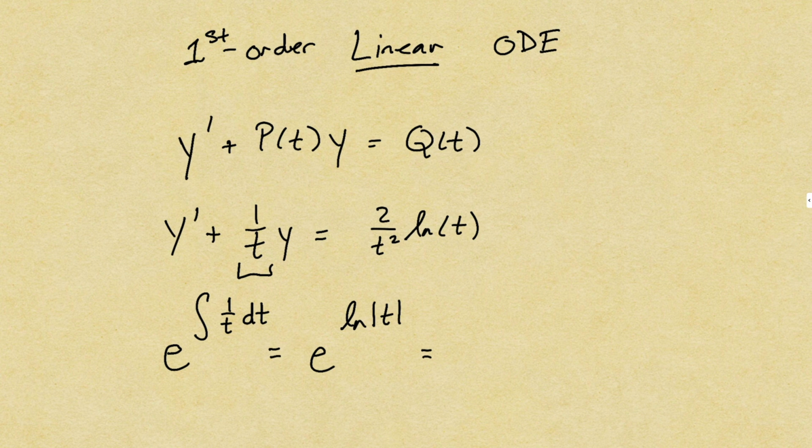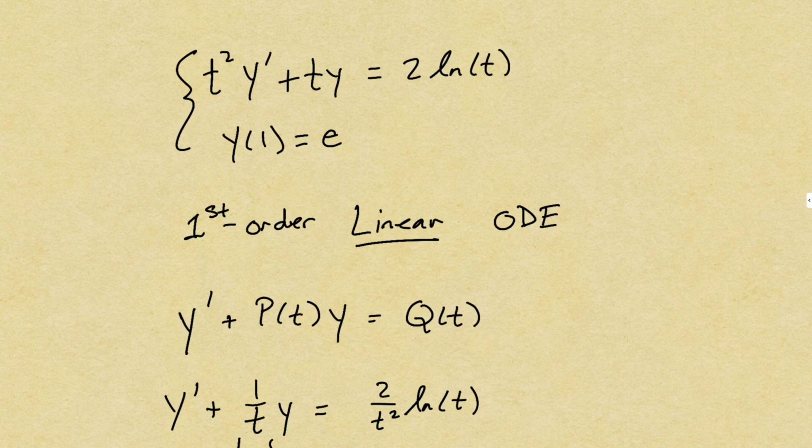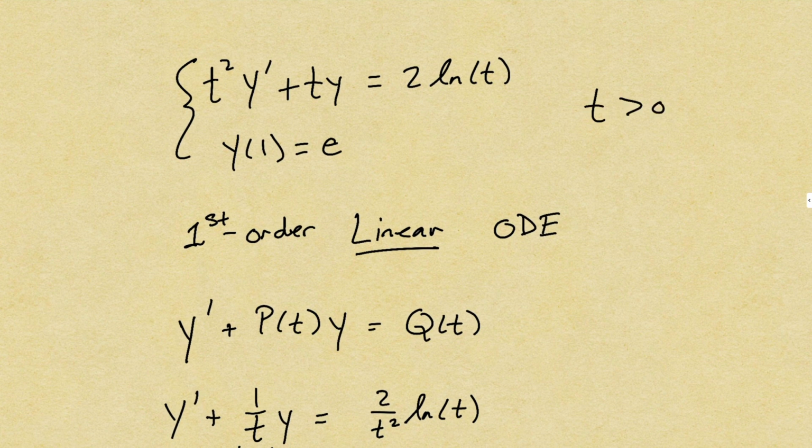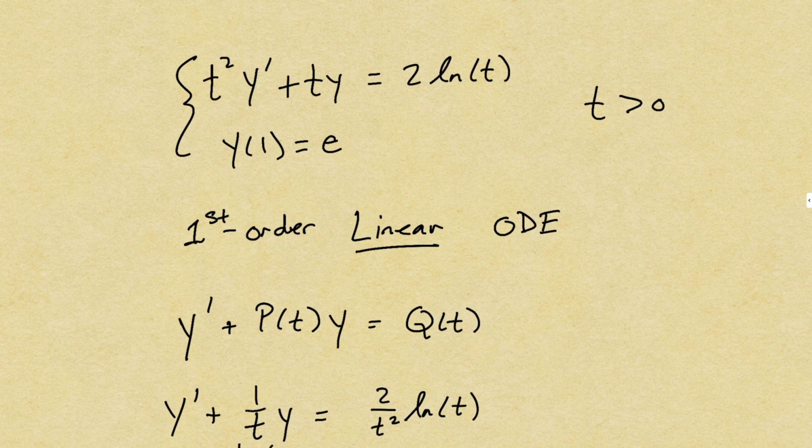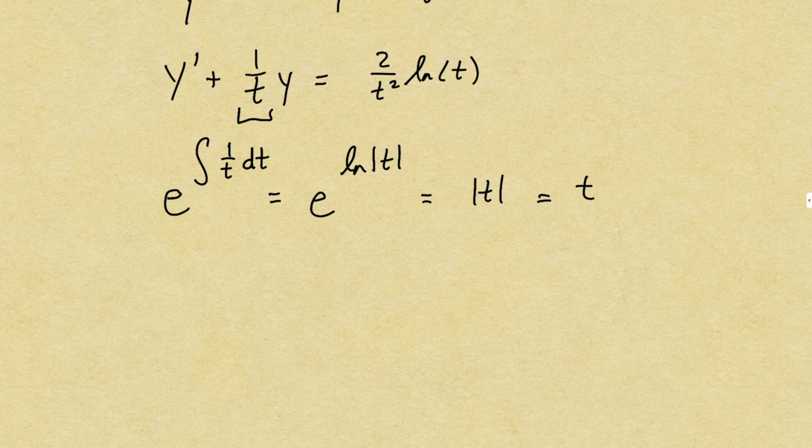So what is e to the log of t? Well, we know that e and natural logs are inverse functions of each other, so we can think of them canceling here, and we just end up with the absolute value of t. For our purposes here, we can say that t is positive, and therefore we can drop the absolute value, because remember that the log is not defined for 0 or negative values. So we have to think about t only being positive here. So this is our integrating factor.